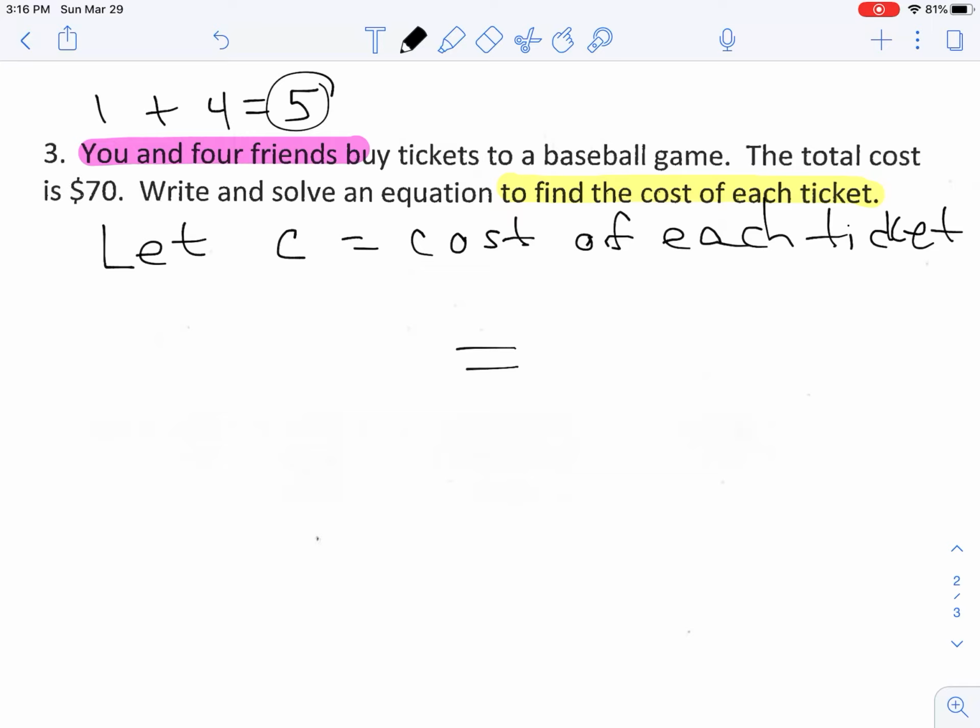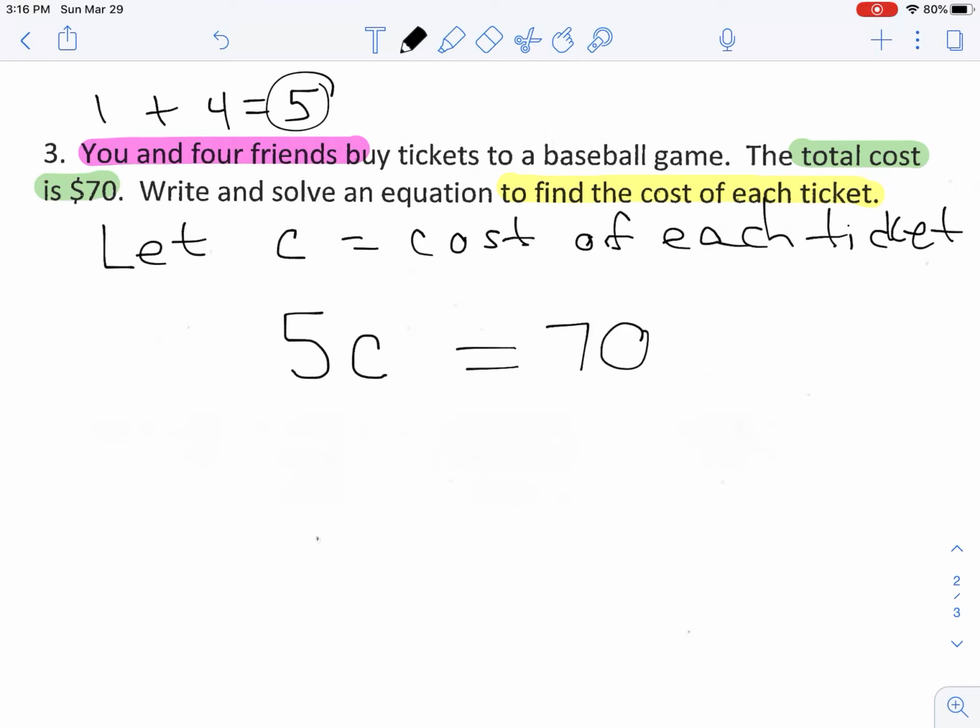You and 4 friends buy tickets to a baseball game. The total cost is $70. Write and solve an equation to find the cost of each ticket. Remember I said in the previous problem that almost always when you're writing an equation, the biggest number that you see in the problem is going to go on the right-hand side, the total cost or the biggest number, usually. So there were 5 people, and we multiplied an unknown cost of each ticket times 5 to get a total of $70.